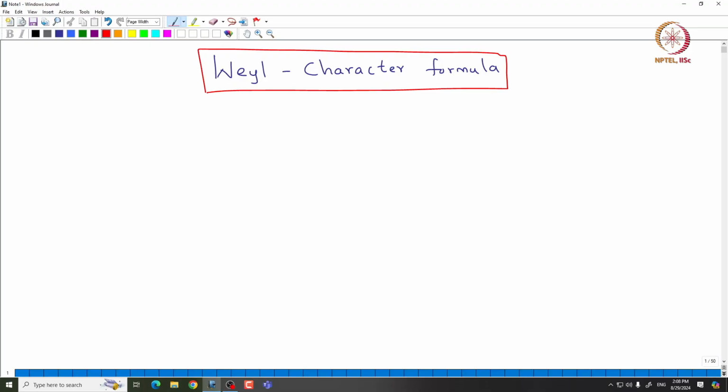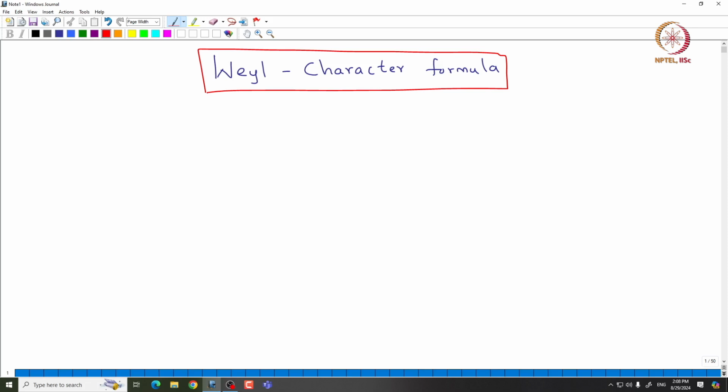Welcome back everyone. In this lecture, we will see a proof of Weyl character formula using Freudenthal's formula. So, before going into the proof, let us recall what the Weyl character formula is, and how to interpret them in terms of elements of this group ring or group algebra.